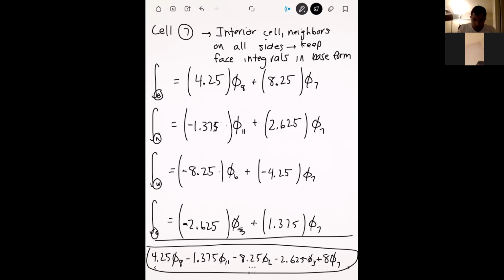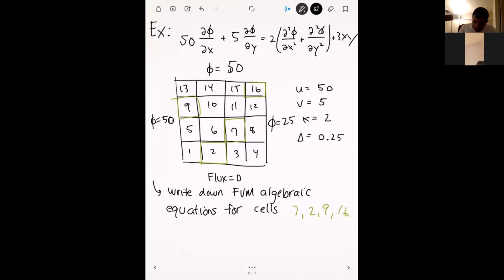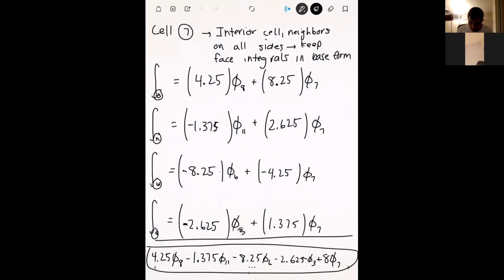Okay. All right, and so what was the next one that we wanted? So we wanted cell number 2 next, right? And so cell 2, we have a Neumann boundary condition on the south face. Okay. And so what that's going to tell us to do is replace the south integral.